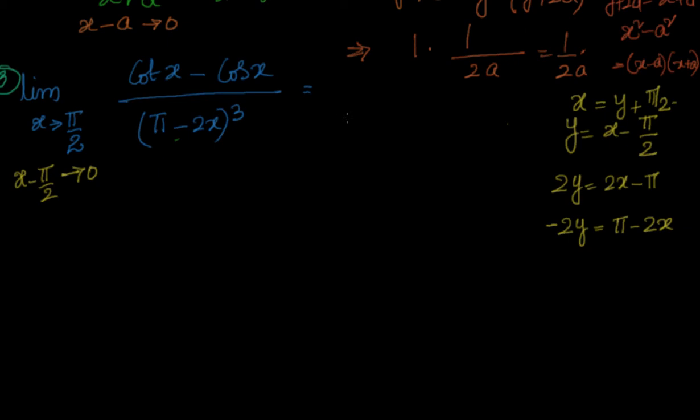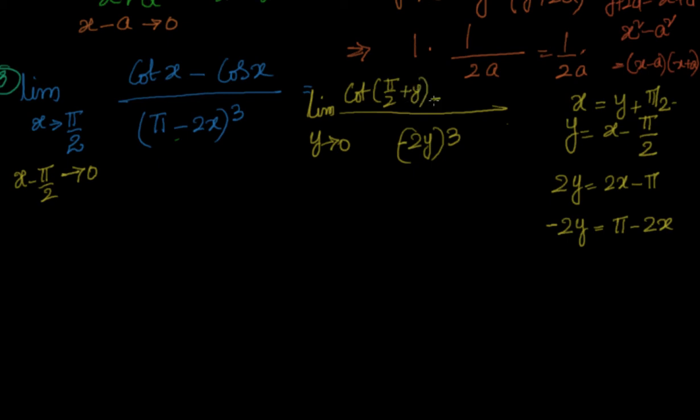So let's go ahead and write the first step. The first step will be limit y tends to 0. What is pi minus 2x whole cube? Minus 2y whole cube. What is cot of x? Cot of pi by 2 plus y minus of. What is cos of x? That is again cos of pi by 2 plus y. Okay. So this is nothing but equal to, let me just put a line here so that you will not get confused. Okay, there you go.